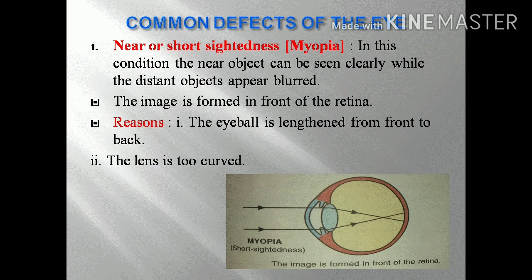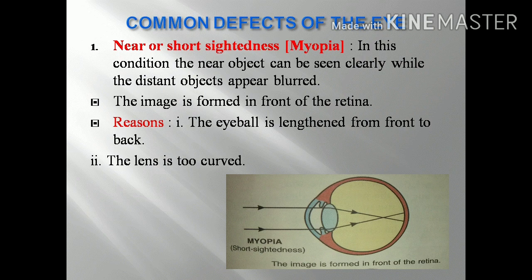The reasons are, first, the eyeball is lengthened from front to back, and second, the lens is too curved. These are the two reasons for myopia. In myopia, the image is formed in front of the retina region. Just before the retina, all the light rays join and the image forms.